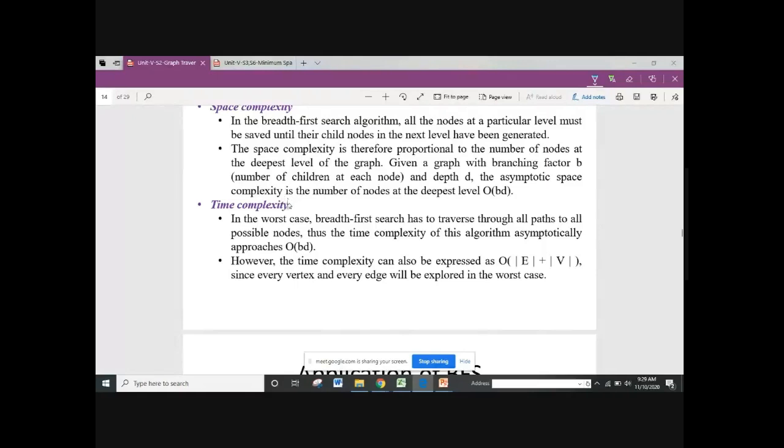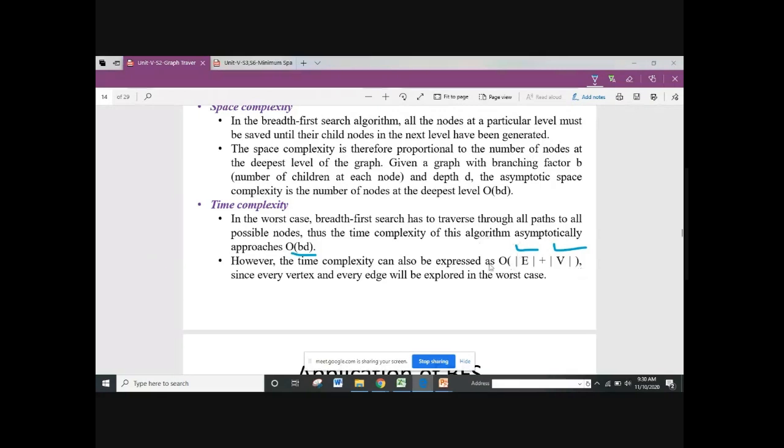Basically, for any graph, your time complexity will be expressed based upon the edges and the vertices only. Otherwise you can tell it as O of b to the d, breadth and depth. One is the depth level and the other is the number of children.